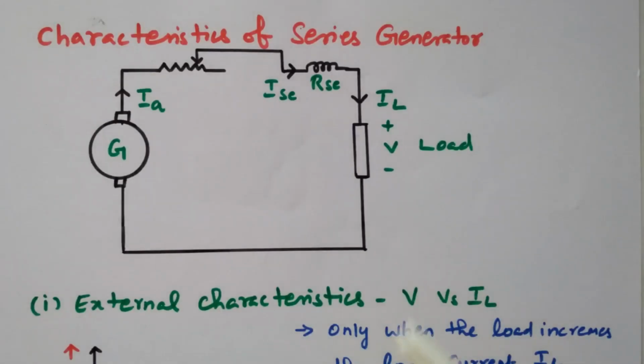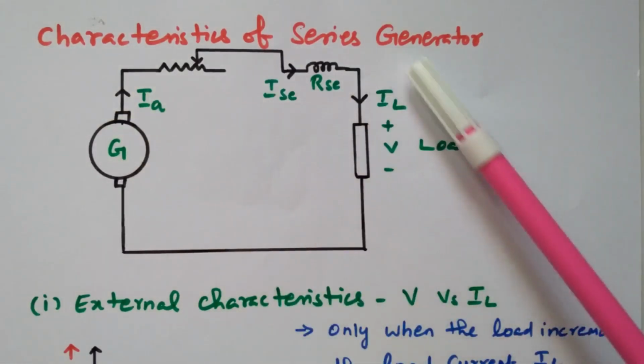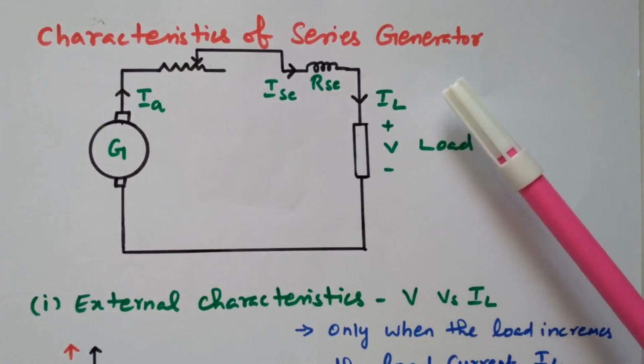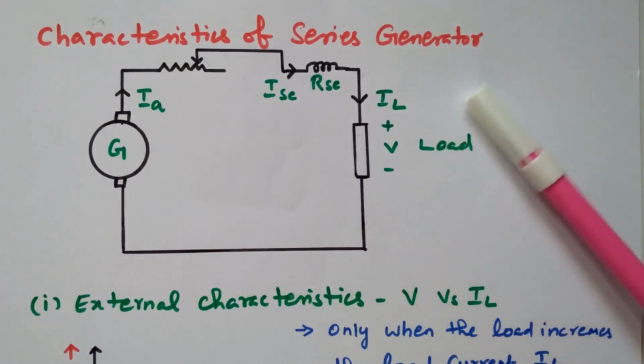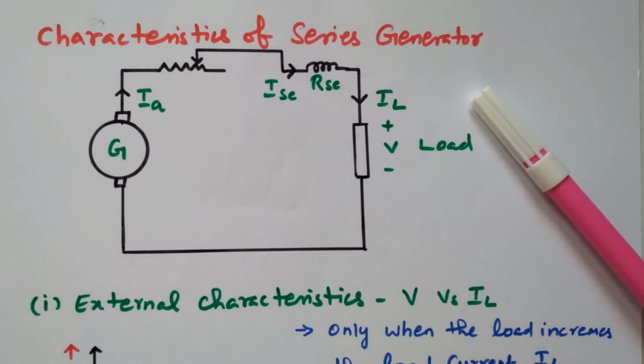Welcome viewers, in this video we will see the characteristics of a DC generator, the DC series generator. We know that in DC generators there are majorly two types available. One is the self-excited generator, the other the separately excited DC generator. Separately excited means the field is excited separately. Self-excited means the field is excited in the generator itself.